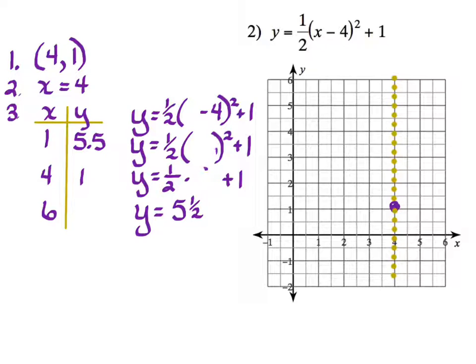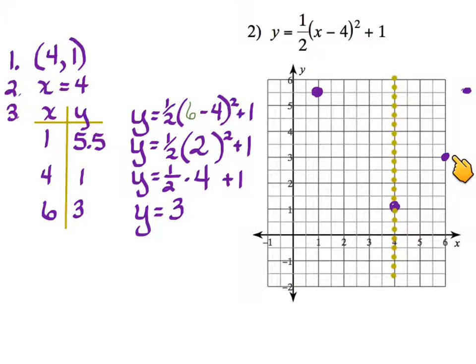Okay, and then we're going to do the same thing with the number 6. 6 minus 4 is 2. 2 squared is 4. Half of 4 is 2. Plus 1 is 3. Alright, so now we're going to plot that first point. Notice the way this graph paper is done. It's very easy to do. And then we can't really do the reflection point because there's not enough graph paper. You can kind of improvise there if you want to.